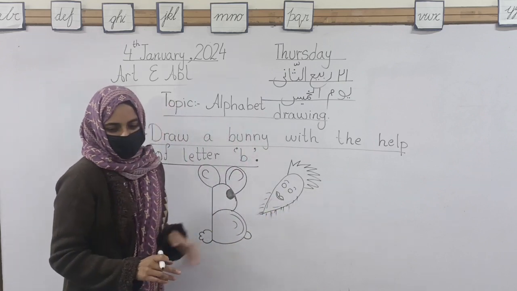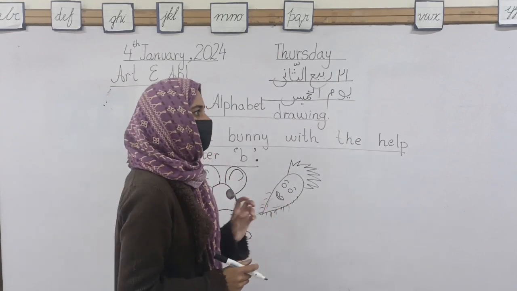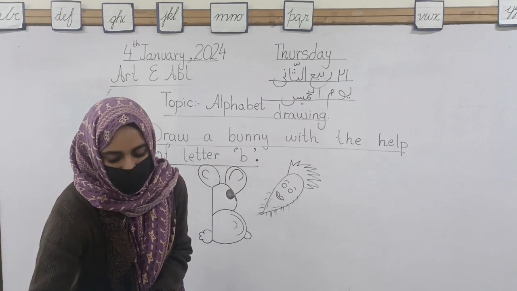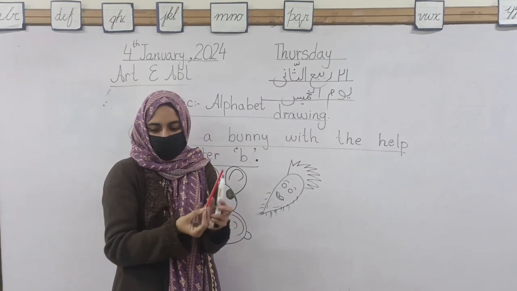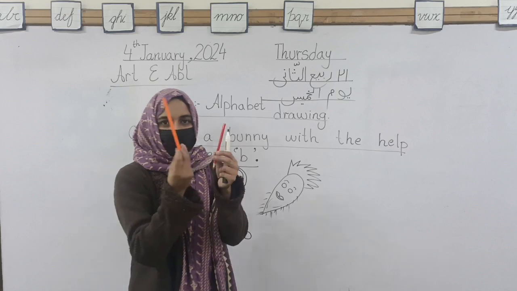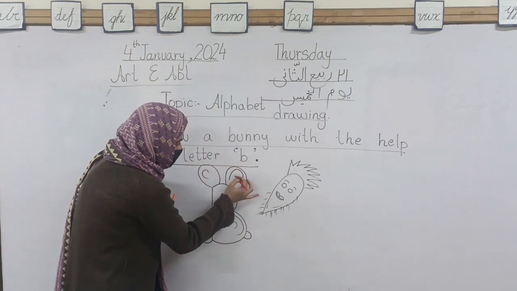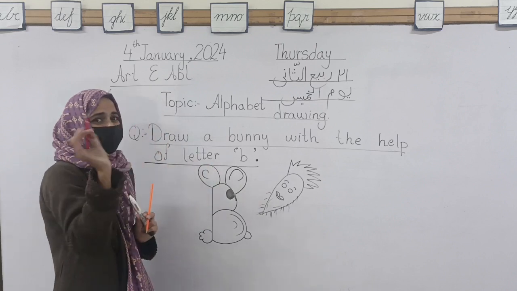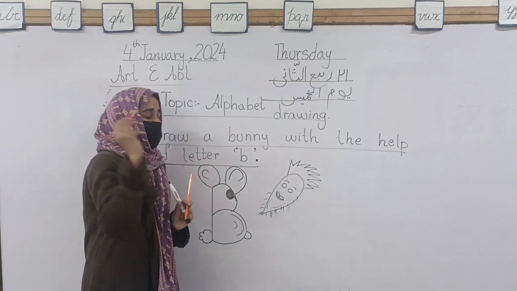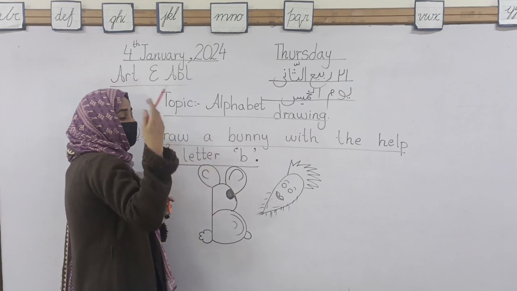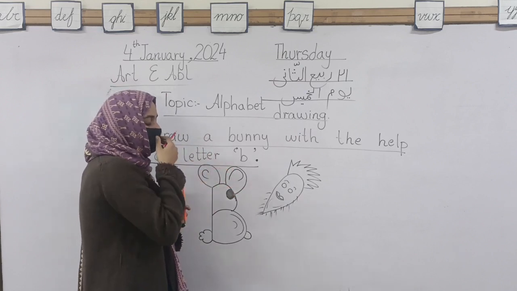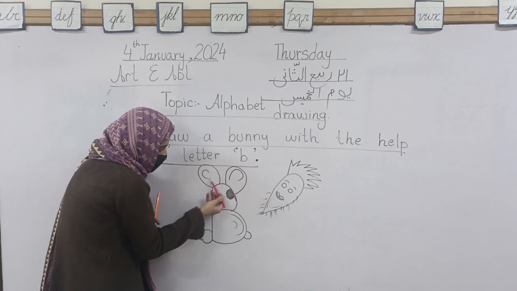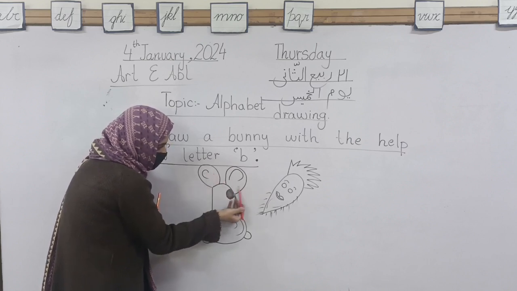Okay, students, after finishing the drawing, you color it beautifully. You may use red color, okay? You may use orange color in its ears, okay? Make it like this. And please don't do shading. Color it neatly and beautifully like this. Hold the color like this and start in this way. Okay?